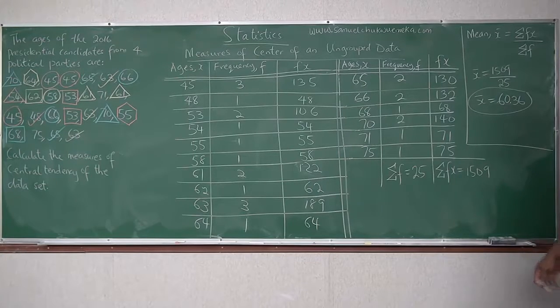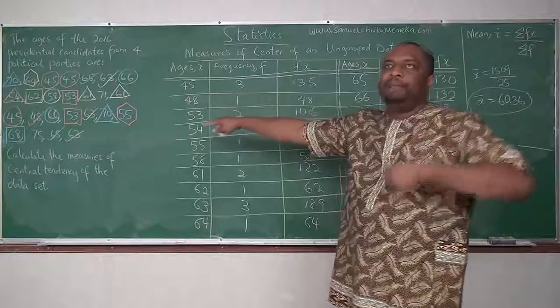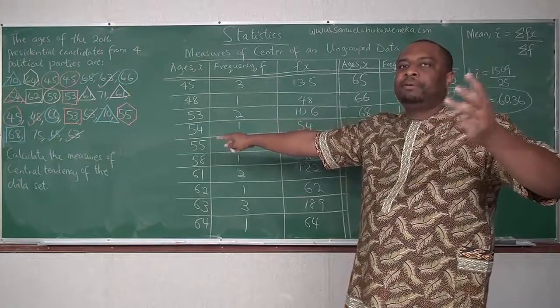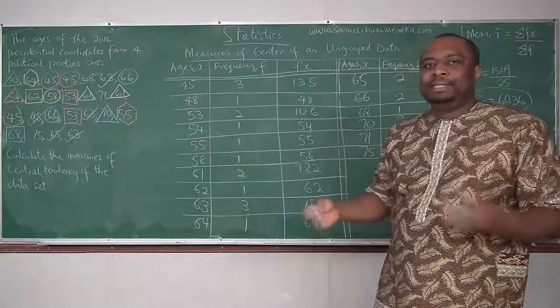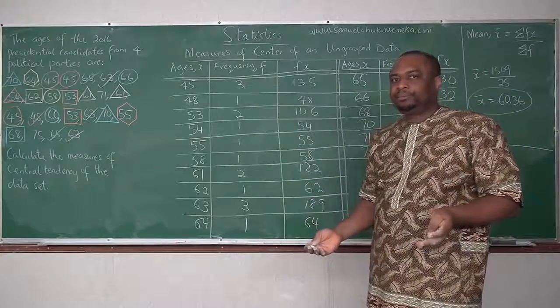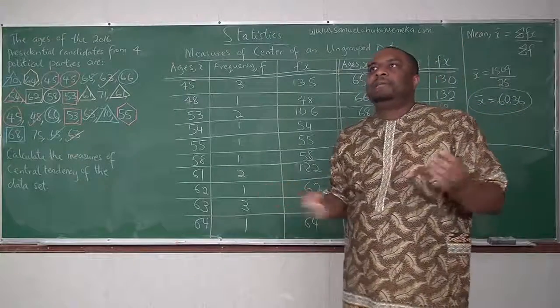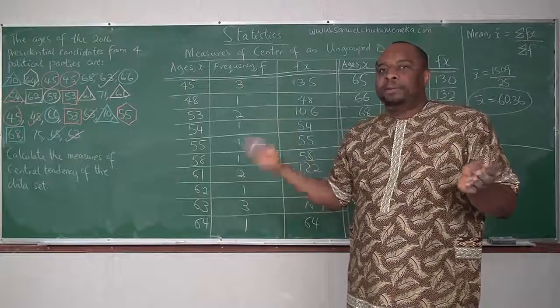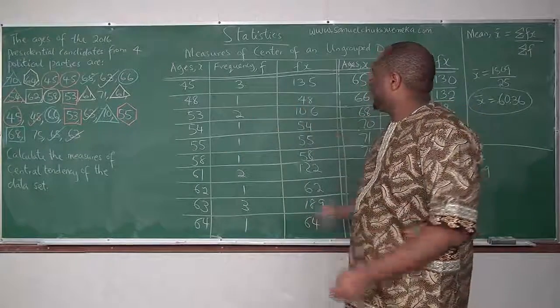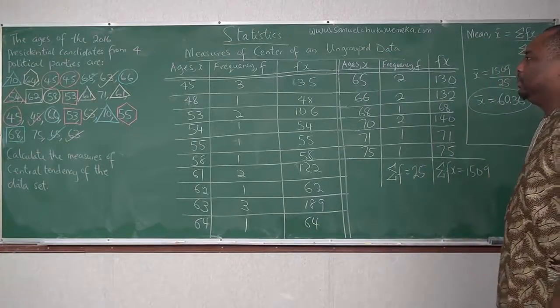So rather than saying 45 plus 45 plus 45, why don't you just say 45 times 3? That is the reasoning behind it. Just say 45 times 3, rather than 45 plus 45 plus 45. Okay? So that is the mean.